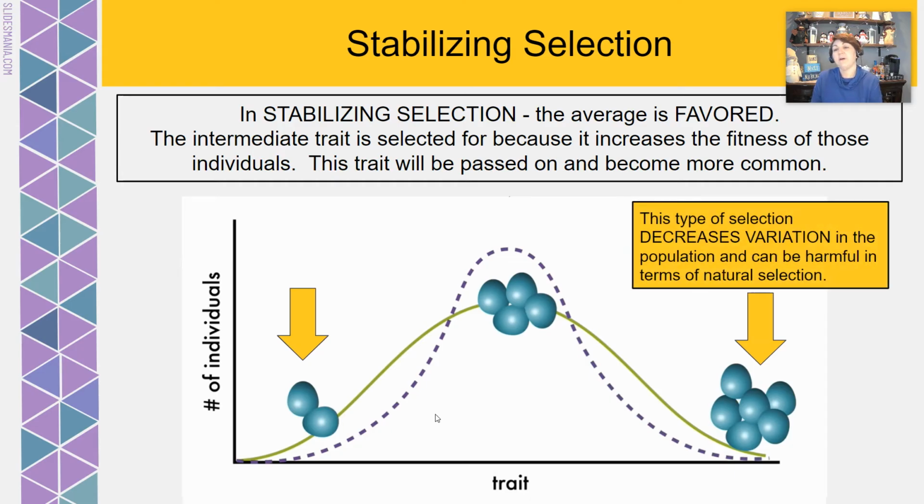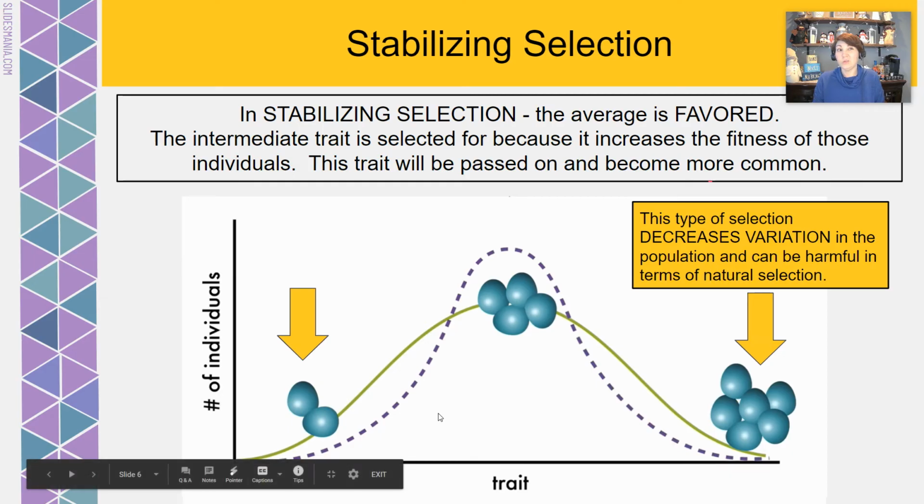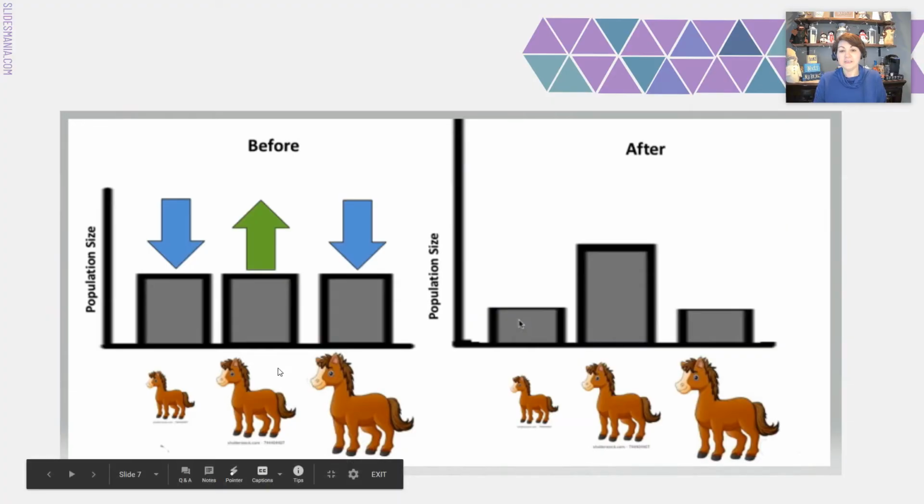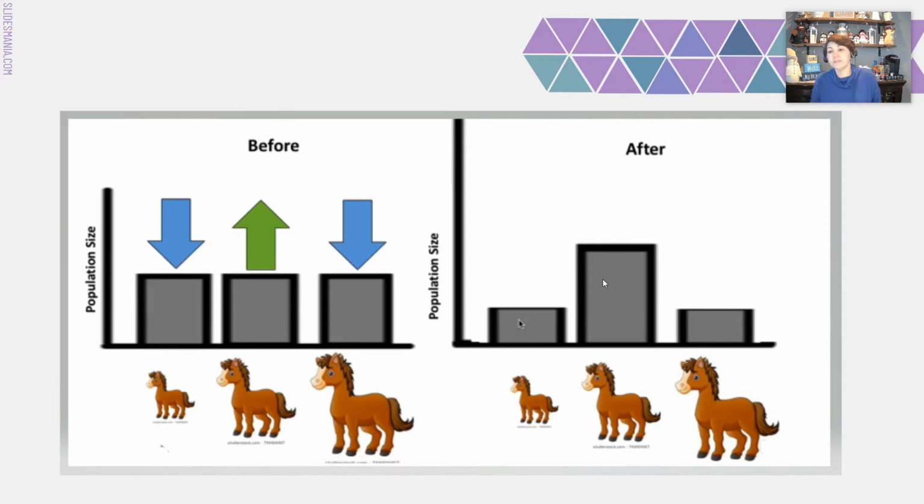Now, this type of selection will decrease your variation in your population, which can actually be harmful in terms of natural selection. So here's another example of stabilizing. If the average horse size is better, eventually you'll see more horses that are average and less that are the extremes. So that's stabilizing selection.